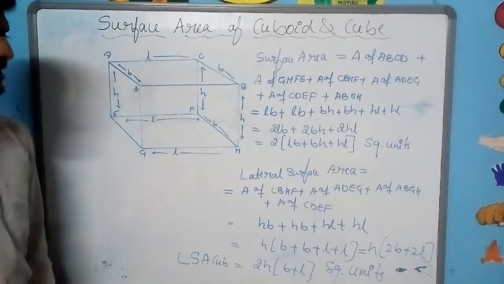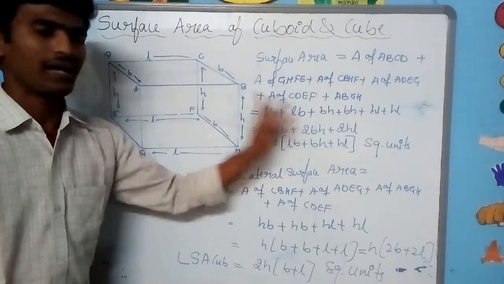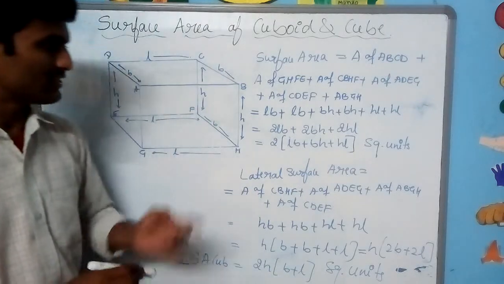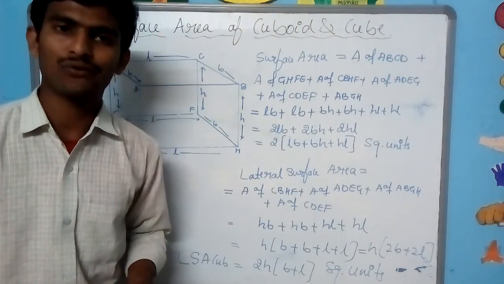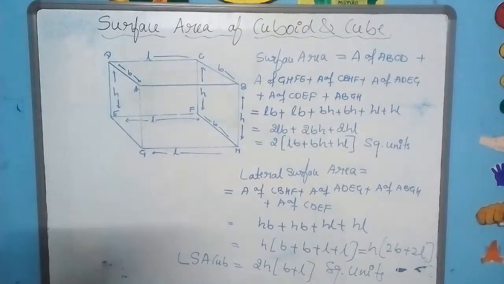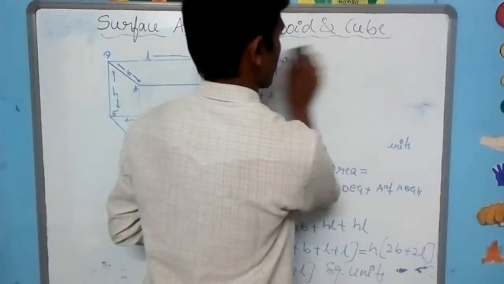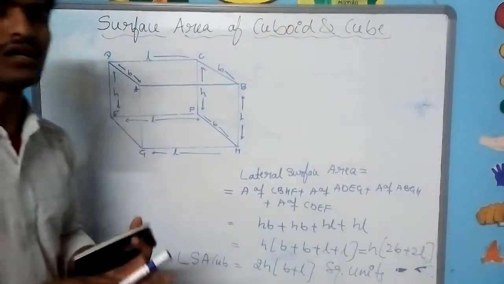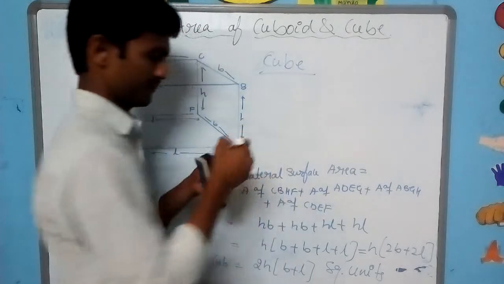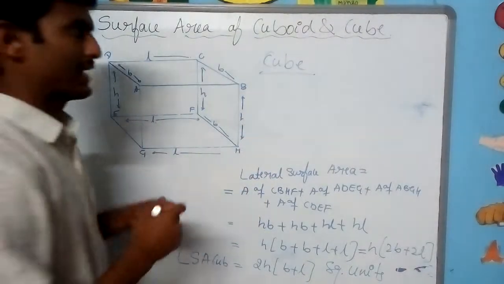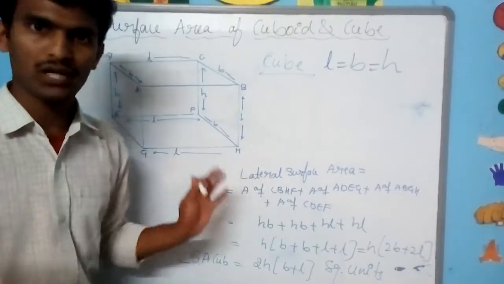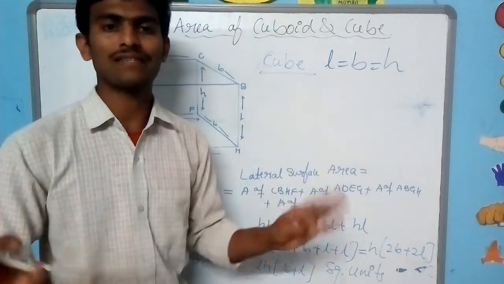Square units. This is really helpful for the exams, so you can easily remember the formula. Now if you know these two formulas, we can easily calculate the surface area of the cube. Now let us see how to calculate the surface area of the cube. In a cube, we know that L equals B equals H. Is it correct? Because in a cube, all the sides are equal.